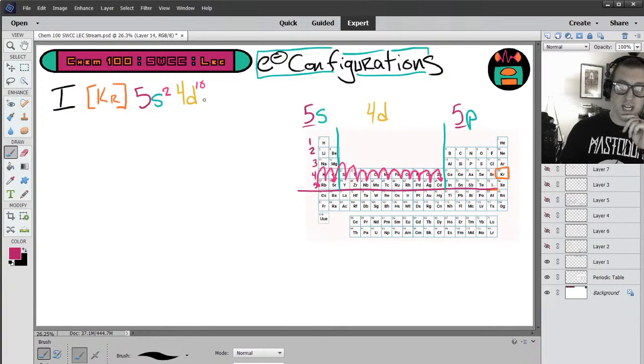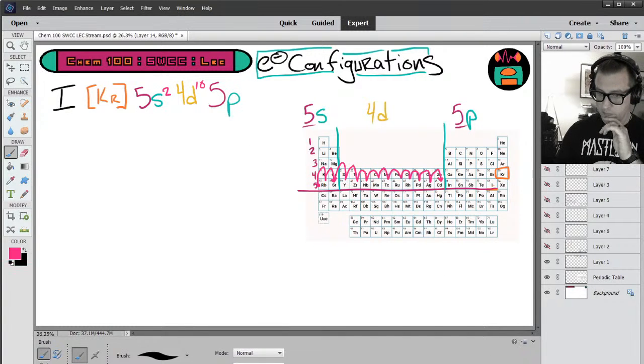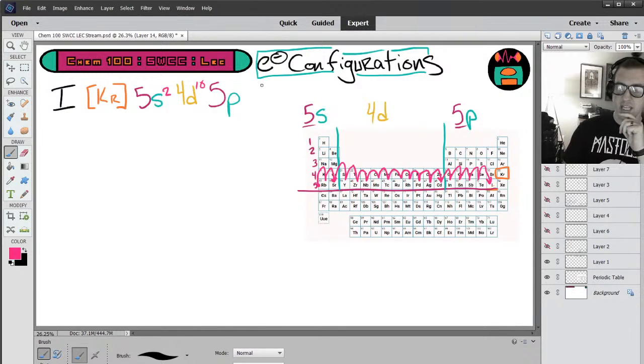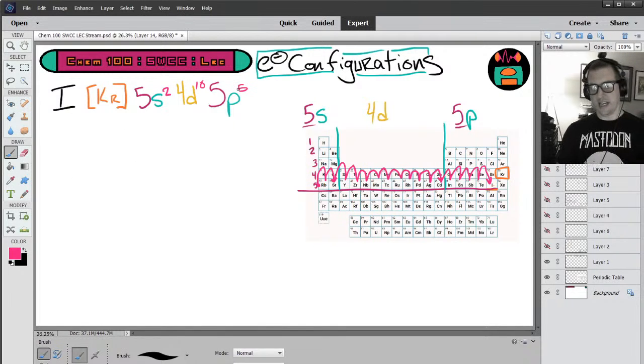When we come out the other side, we're shifting back up because our P energy level and our S energy level are always the same. And then we go 1, 2, 3, 4, 5 spaces in to the P block to get to iodine. So this is our electron configuration.